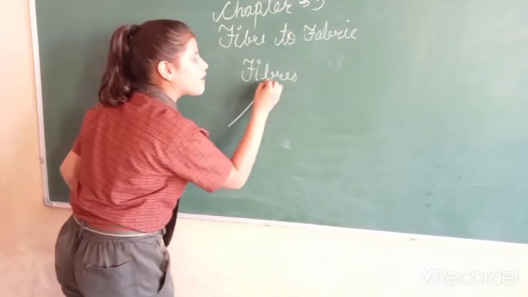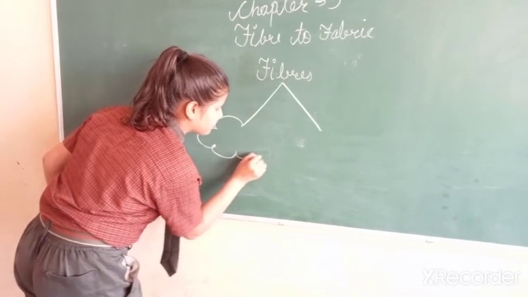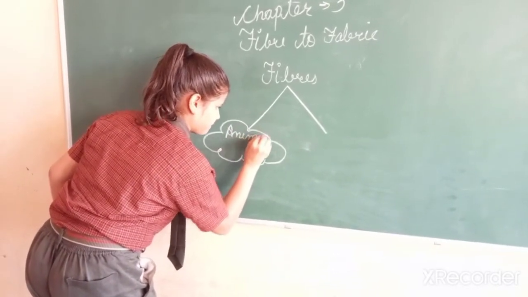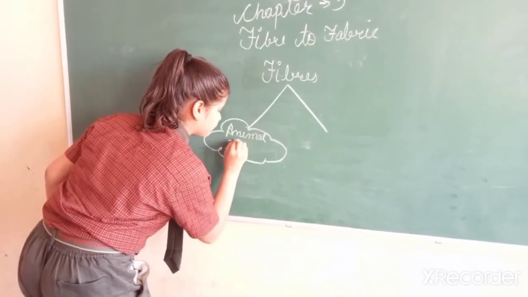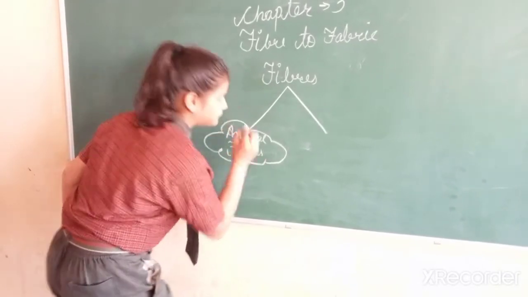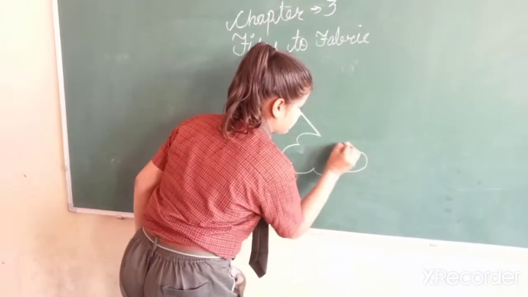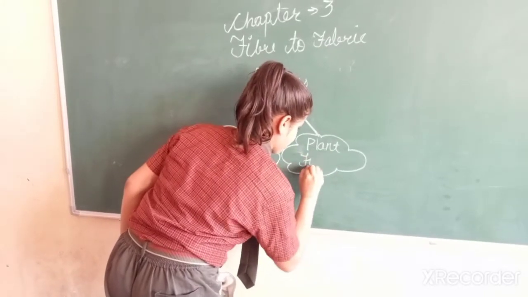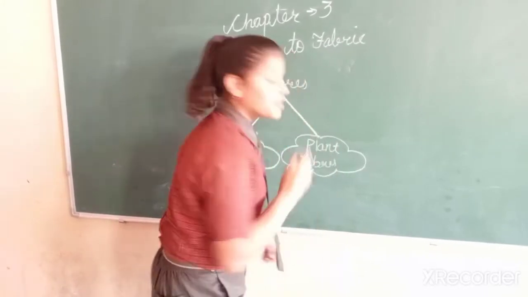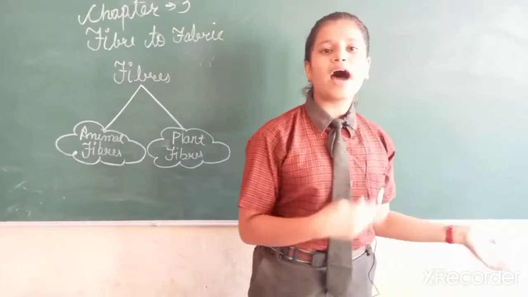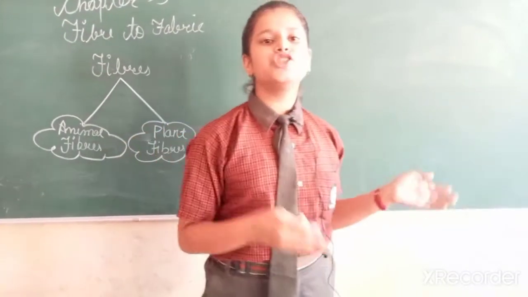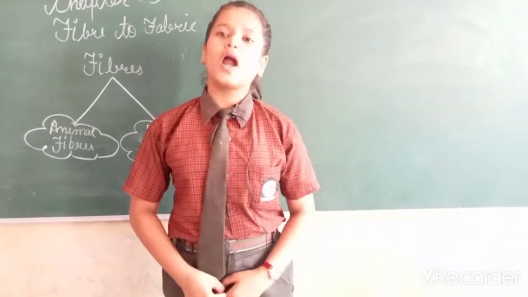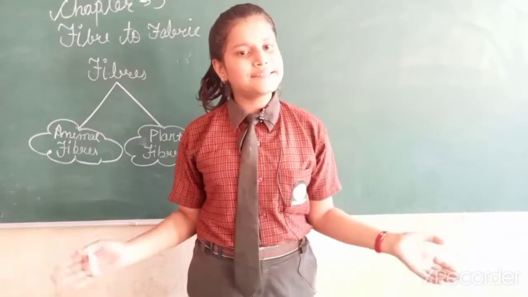There are two types of fibers. First is animal fiber and second is plant fiber. The fibers that we obtain from plants are called plant fibers like cotton, jute, etc. And the fibers that we obtain from animals are called animal fibers like wool and silk.